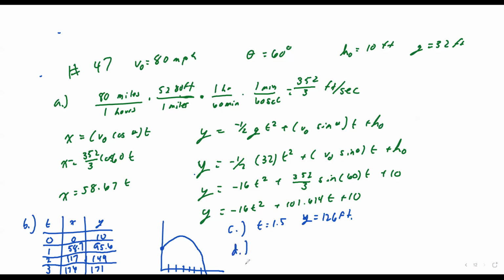Part D then says how far from the cannon should a landing net be placed? So what you want to do is find out at what time you land. You actually want to do E first. So the time at which you land will be where Y equals 0. So I'm going to go find out my x-intercepts for that equation. And it looks like it's at 6.45 seconds. So that would be the answer to this one, 6.45 seconds.